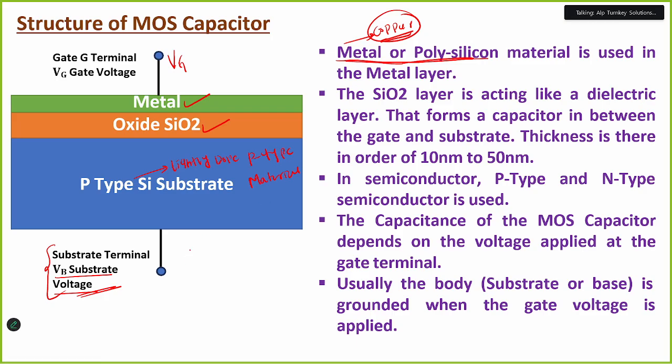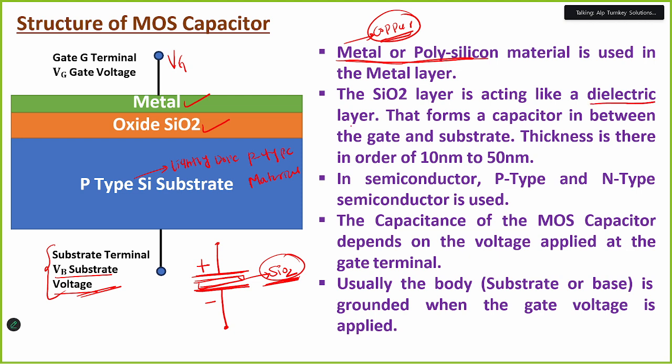So in the MOS capacitor, this is one terminal and this is another terminal. You are giving positive here and negative here. In between these two, there is a dielectric. This is nothing but SiO2, silicon dioxide, acting as a dielectric layer.